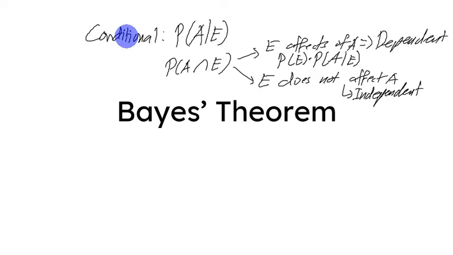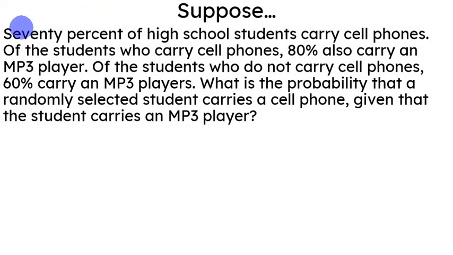Now, we're going to talk about a special type of conditional probability wherein it's not necessary that the event happened before, but the event is a new piece of information that will update our previous piece of information. Let's have an example. Suppose 70% of high school students carry cell phones. Of the students who carry cell phones, 80% also carry an MP3 player. Of the students who do not carry cell phones, 60% carry an MP3 player. What is now the probability that a randomly selected student carries a cell phone, given that the student carries an MP3 player? Pause the video and try to see if you'll be able to figure out how to solve this problem.